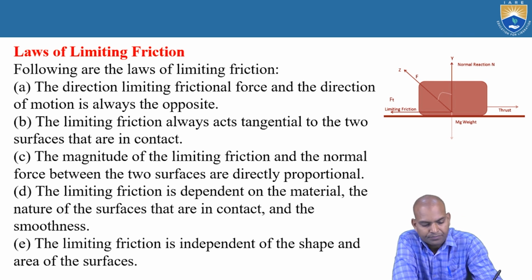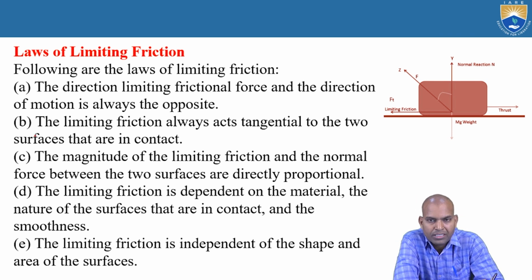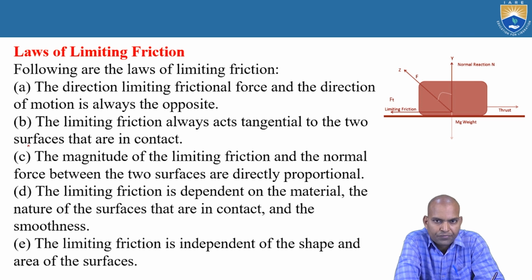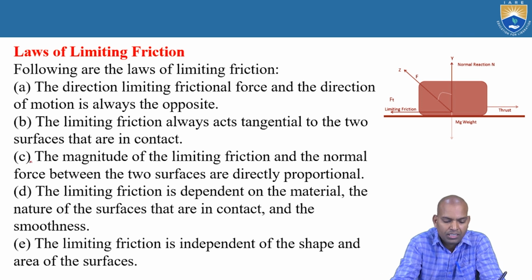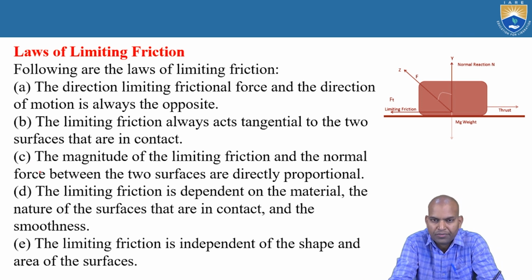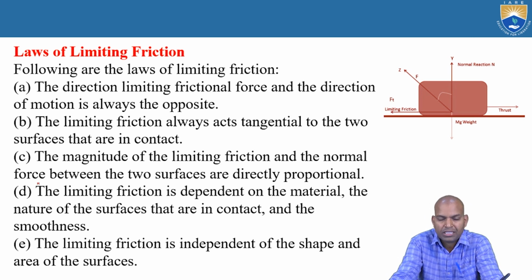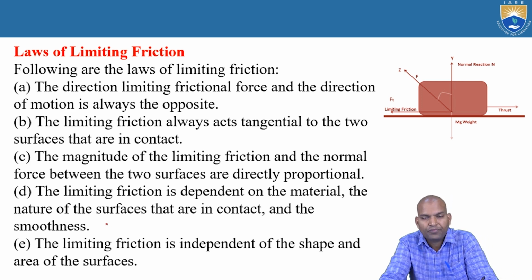Okay, and the limiting friction always acts tangential to the two surfaces that are in contact. The third one is about the magnitude of the limiting friction. The magnitude of the limiting friction and the normal force between the two surfaces are directly proportional. And the fourth one is that the limiting friction is dependent on the nature of the surfaces that are in contact, on the smoothness.